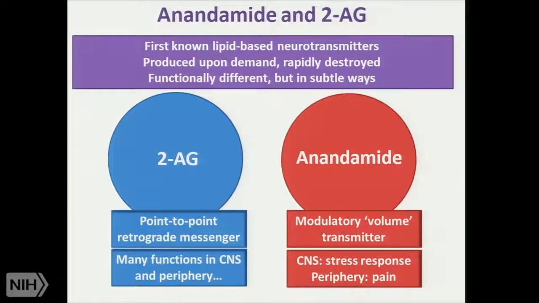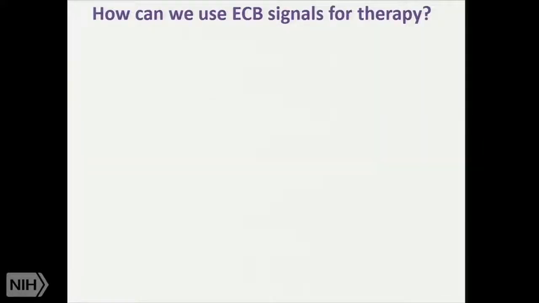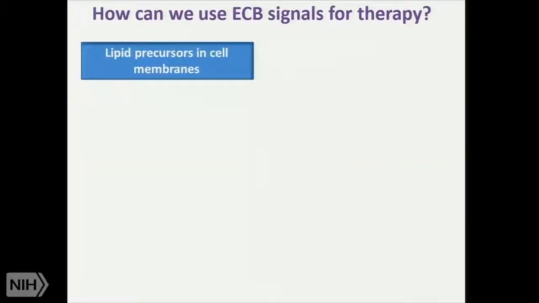Anandamide instead is more of a modulatory transmitter. It acts like what people like to call a volume transmitter, and has an array of responses that are linked to the control of stress in the central nervous system and pain in the periphery. So how can we use these signals for therapy?